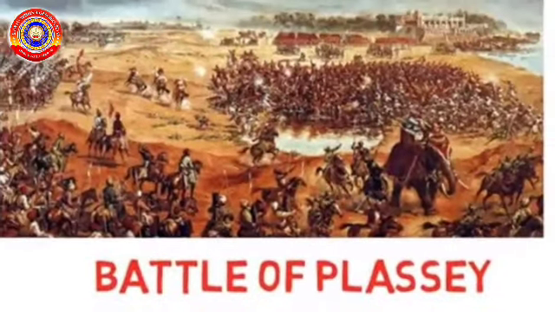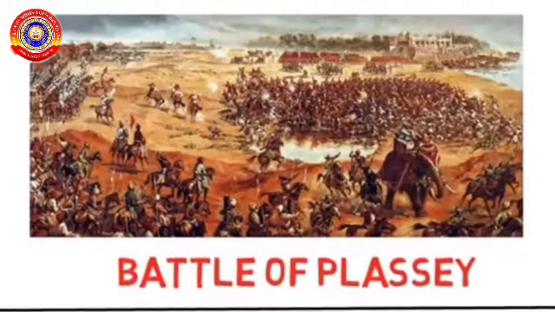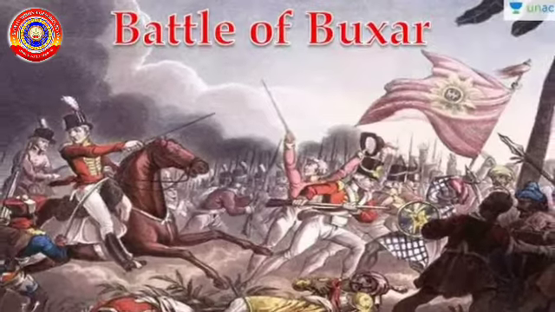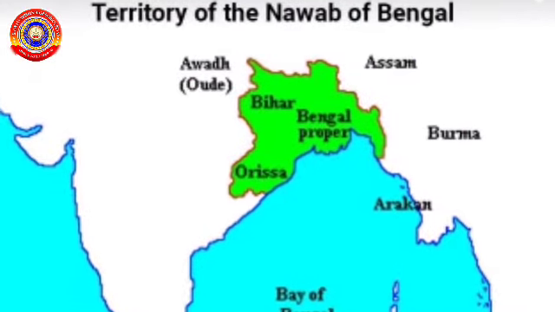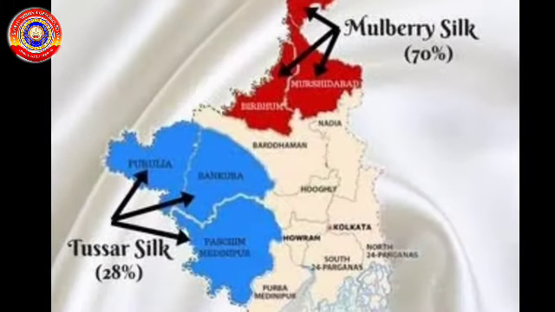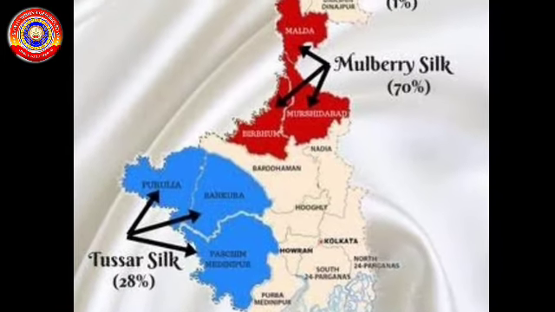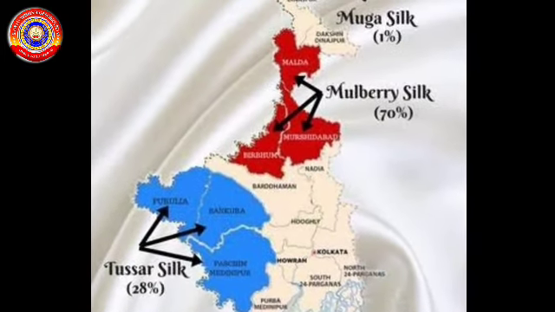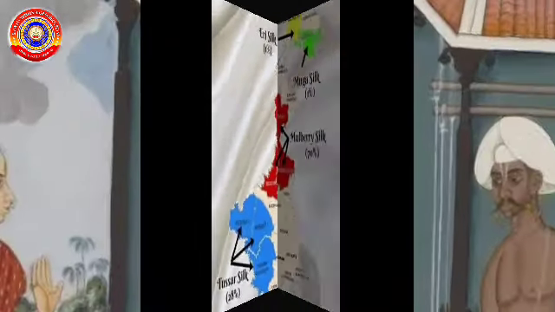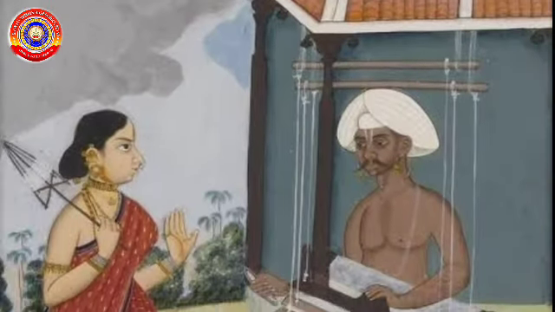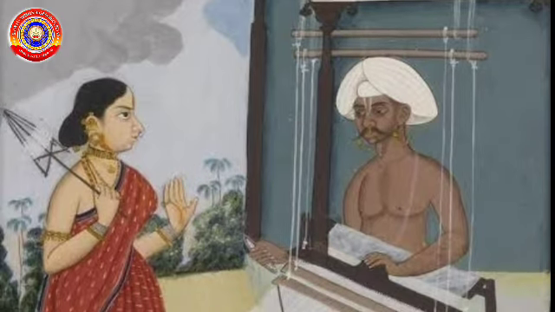With the success of the Battle of Plassey in 1757 and the Battle of Buxar in 1764, the entire Bengal came under the rule of the English East India Company. Bengal is famous for producing different types of silks. So there were many silk producers in Bengal. Nagodas were prominent among them. Let's start this chapter with the story of Nagodas.